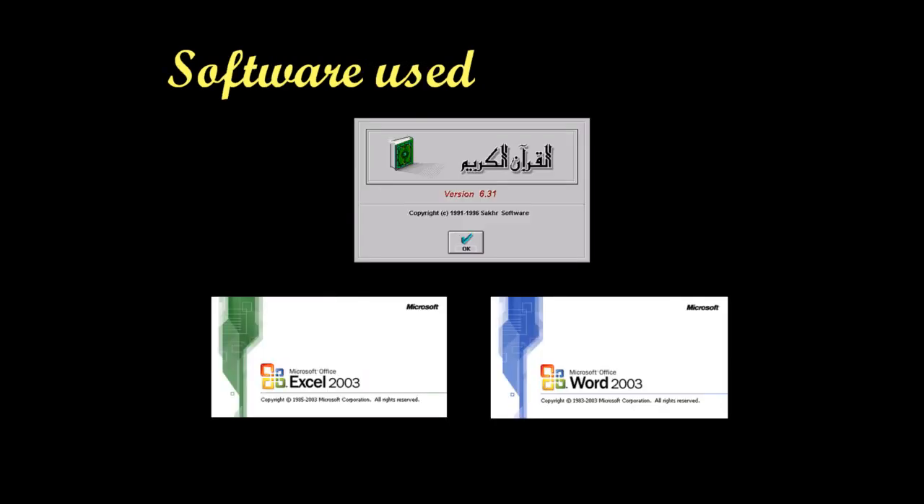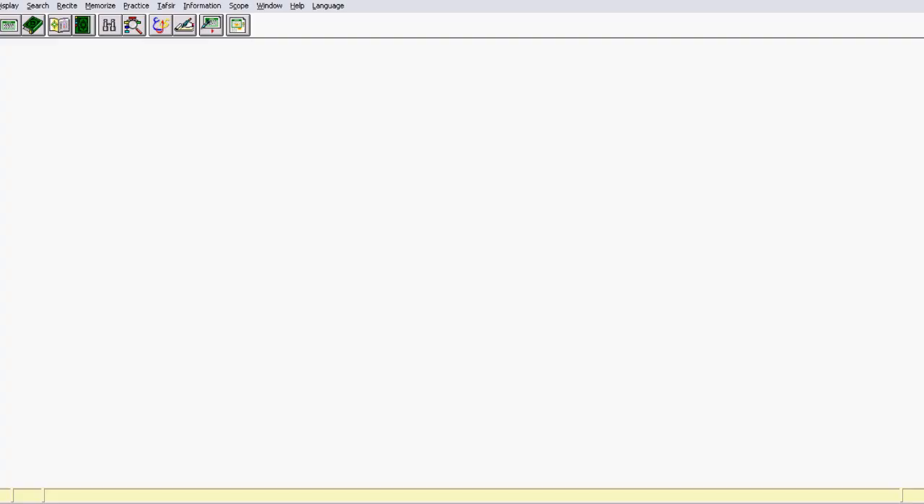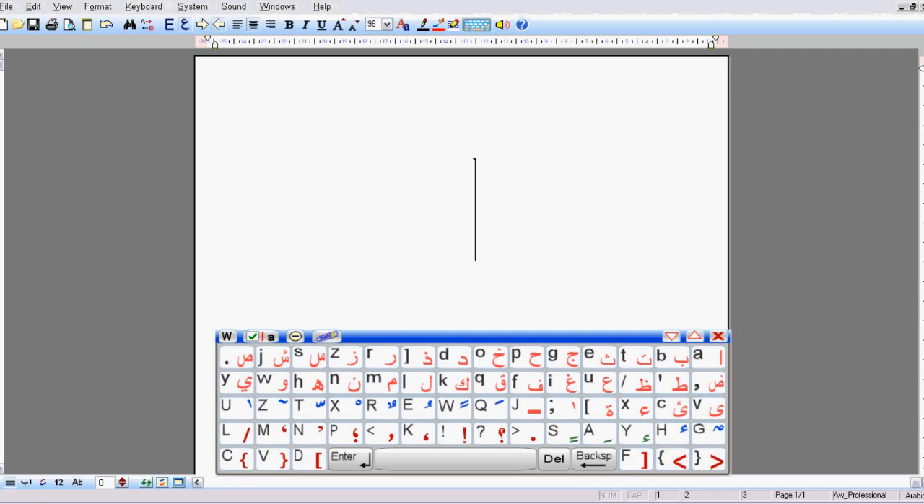To reperform these tests, we'll be using some well-known software. We have Al-Quran Al-Kareem, which is a piece of software developed by Sakhr, and this is a Quran-specific piece of software, but we will also be using Microsoft Word and Microsoft Excel. The first example we'll be testing is the repetition of the words angels and demons. Now for this, we'll be using a piece of Arabic software called Arabic Editor, which you can get from download.com, and we'll be typing the word malaika. So, ma, la, a, i, ka, ha, malaika.